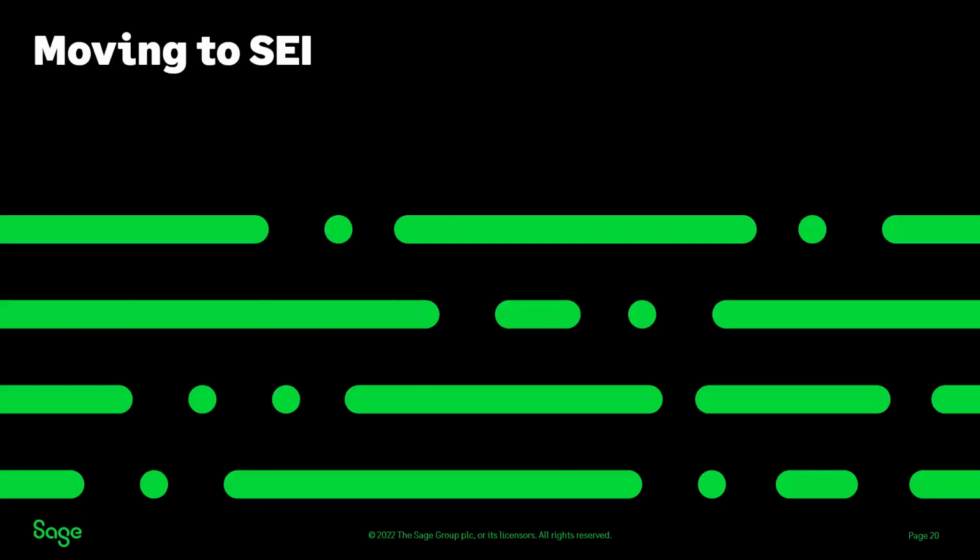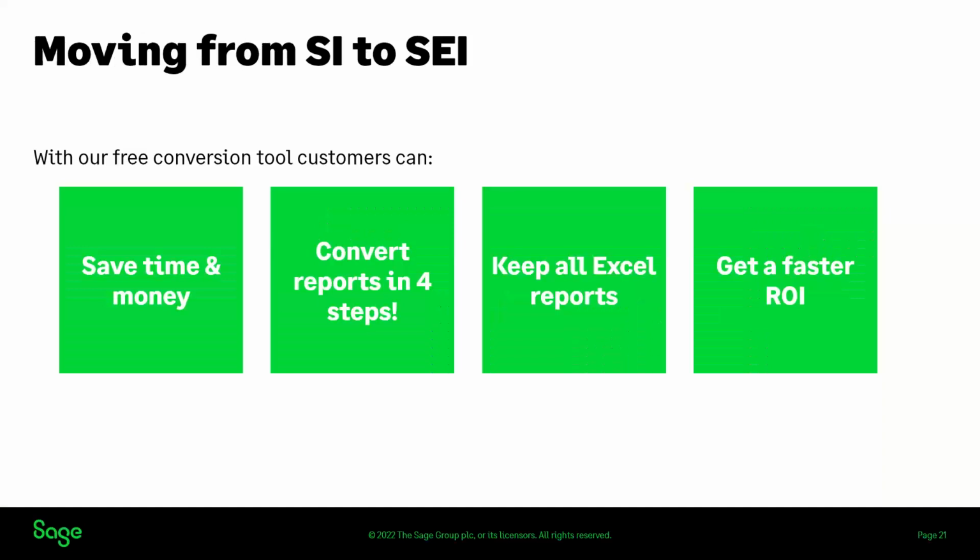Now, let's talk about moving to SEI. We know potentially that a lot of you might be using Sage Intelligence today, so we're going to focus a little bit more on Sage Intelligence. You're probably wondering, what would it take for me to get my reports that I've created in Sage Intelligence into a solution like SEI? Some of the biggest pushback I've had over the years is we've created our reports in SI, we've spent so much time working on them, working with our business partner to really get everything to fit our business needs. So based on that feedback, we decided to develop a tool which will convert SI reports directly into Sage Enterprise Intelligence.